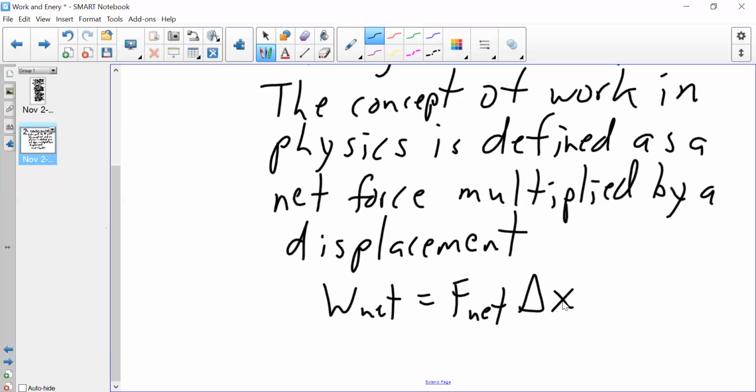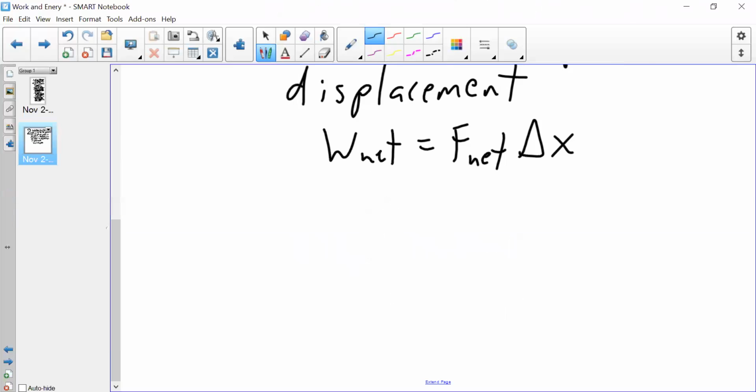And this is a special case of multiplication. This is a type of multiplication that we call a dot product, meaning that the force and the displacement must be in the same axis. Whether they're both in the x-axis or both in the y-axis, they're going to produce work. So I'll explain further on that.